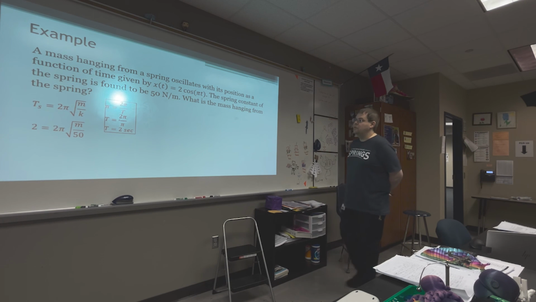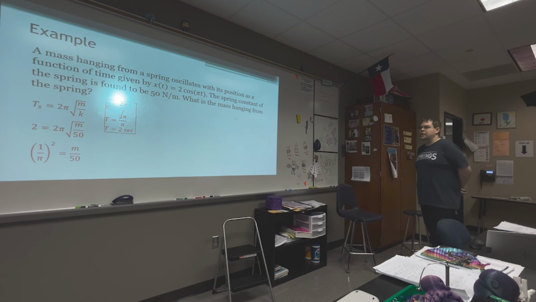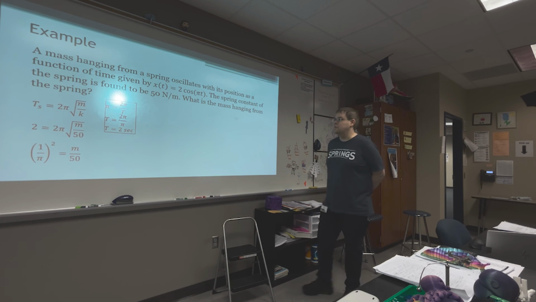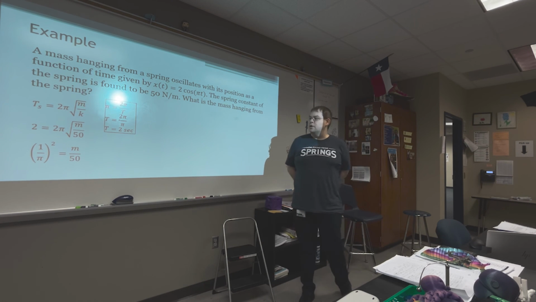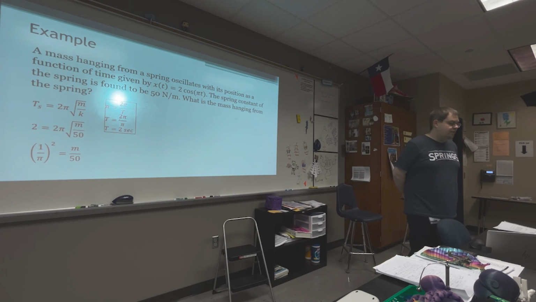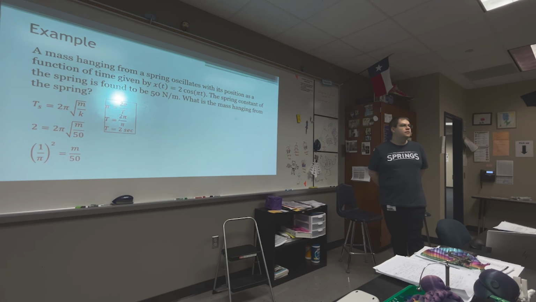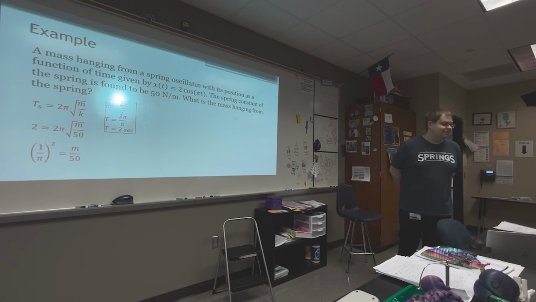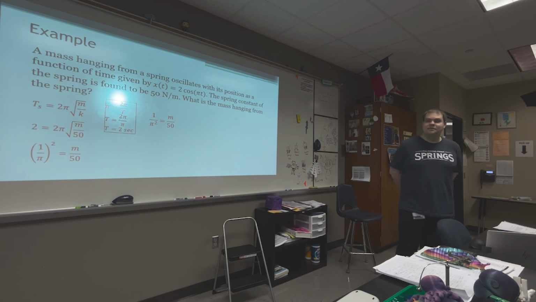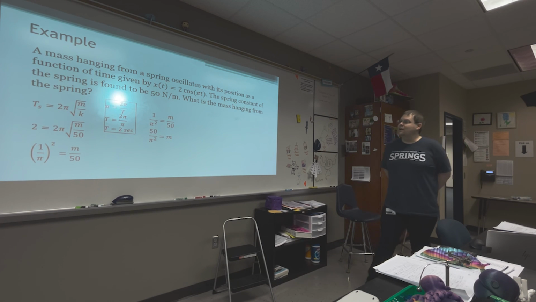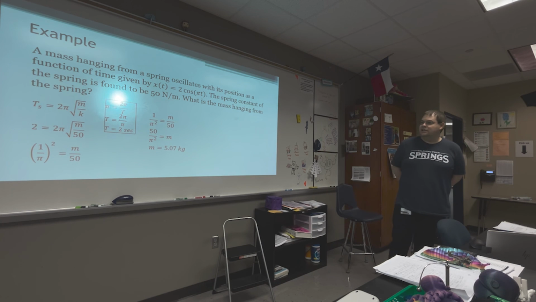So we got that square root we got to get rid of, and we're going to solve for the mass here. So we get rid of that square root. We're down to 1 over pi, that entire thing squared, because we divide by 2 pi on both sides. And then we're going to solve for the mass. So 1 over pi squared is equal to what? Just 1 over pi squared. So then that equals the mass over the 50. We can do some cross-multiplying to get mass by itself, or just multiply both sides by 50. And then we get a mass of 5.07 kilograms.